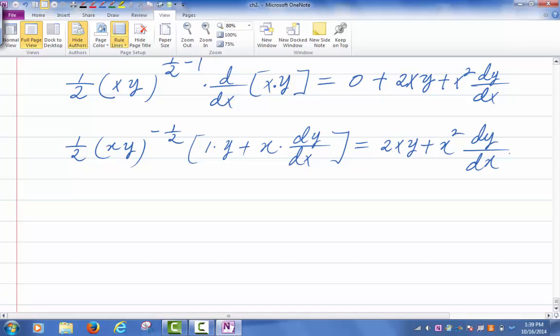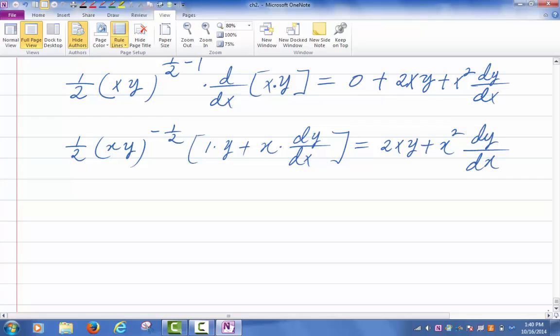Is everybody okay so far? Now, we are done with calculus. We have taken the derivative completely. However, we need to come up with dy/dx, so we have to solve for dy/dx now. And solving for dy/dx is just algebra now. So what should I do to solve for dy/dx?